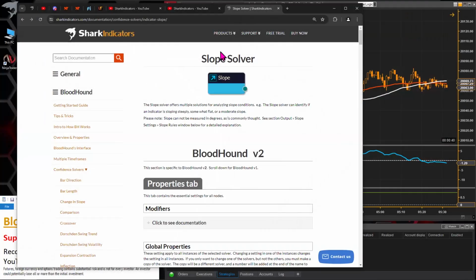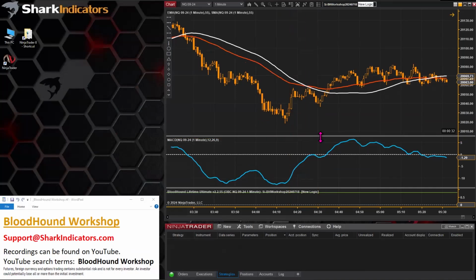So I'm going to cover the slope solver today. I have a couple of indicators to help demonstrate what you can do with it. You see the white indicator, which is the SMA, and the red indicator is the EMA. We can see on the SMA that it kind of dove down, and the slope steepens right about here. It steepens a little bit.